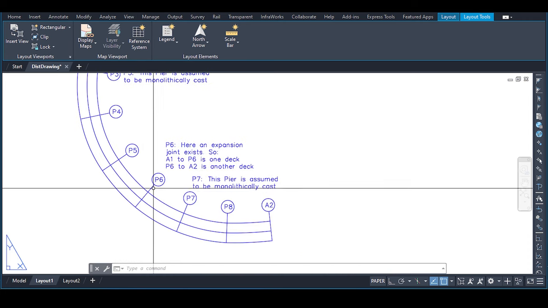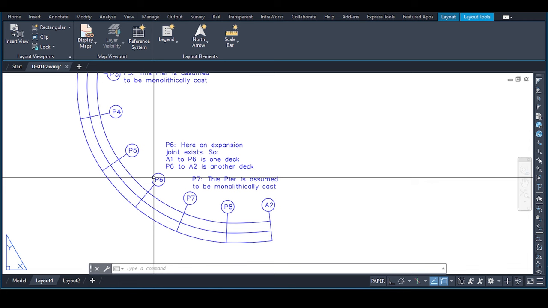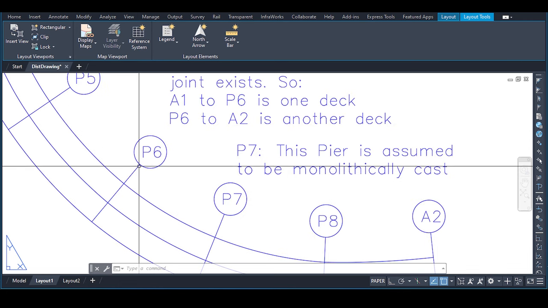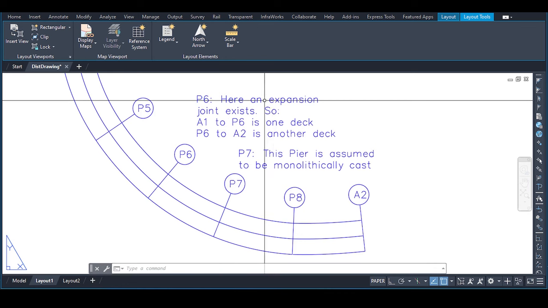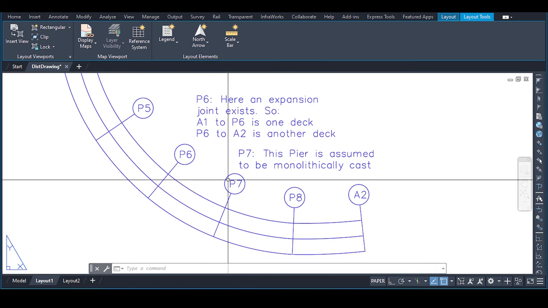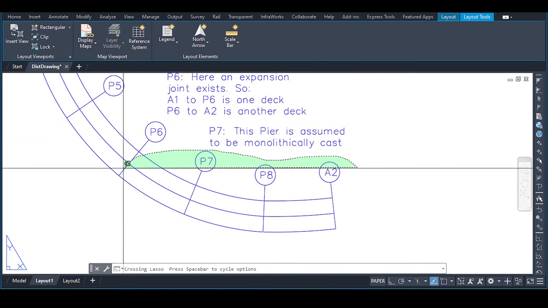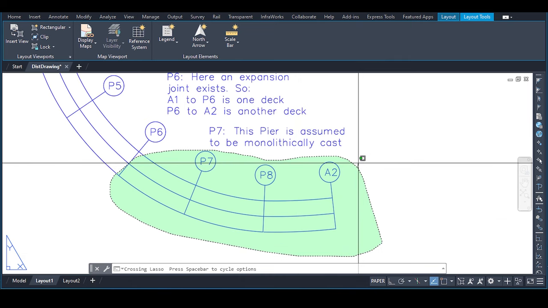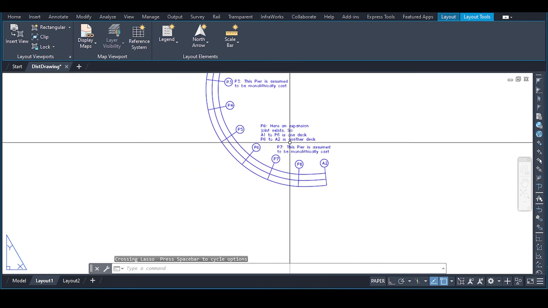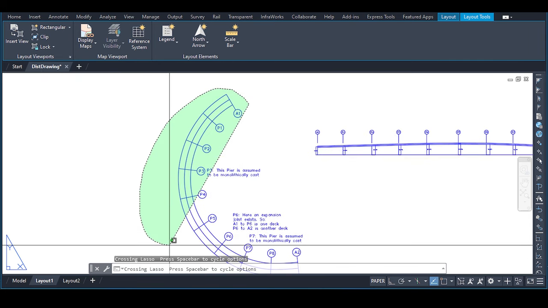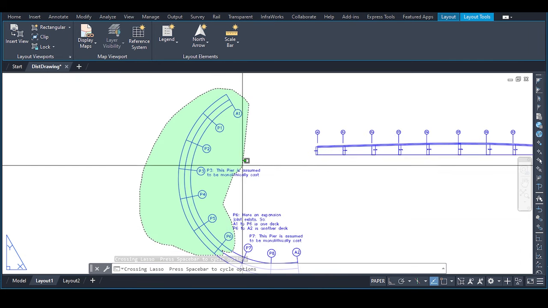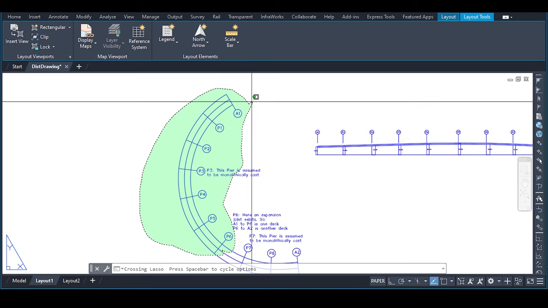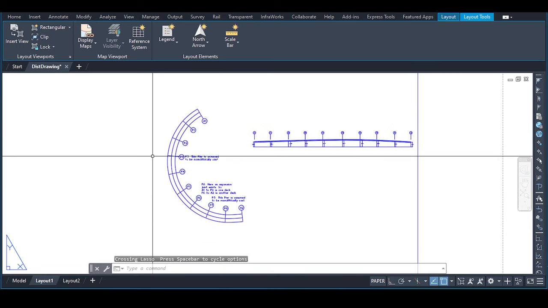What about P6? P6 is special because at P6, there is an expansion joint. An expansion joint or a structural joint here basically splits this into its own bridge. This side is a bridge that is standalone from this side, which is another bridge. This is like two bridges together. Why did we split the bridge into two bridges? Because of thermal expansion and contraction.